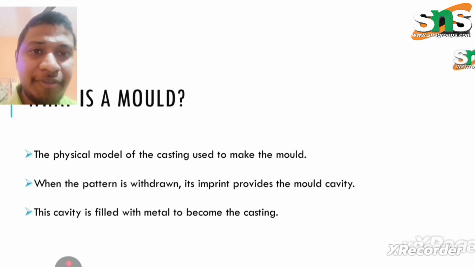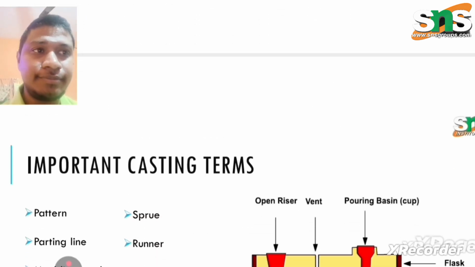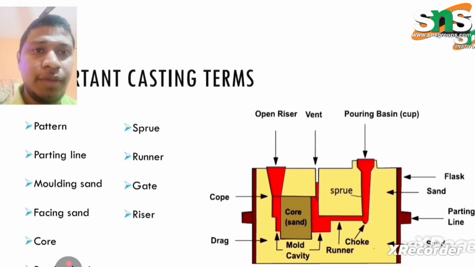What is a pattern? The physical model of a casting used to make the mold. When the pattern is withdrawn, its imprint provides the mold cavity. The cavity is filled with metal to become the casting. Important casting terms, the important parts of a sand casting, are pattern, parting line, molding sand, facing sand, core, sprue, runner, gate, riser.